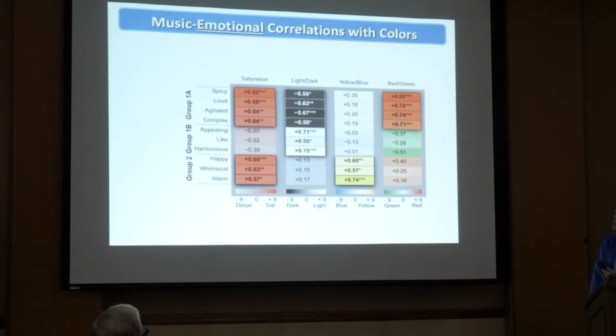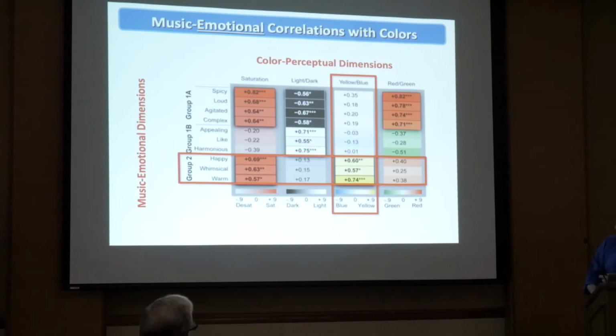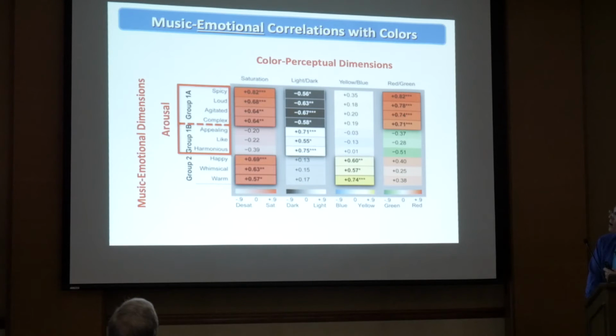So now let's look at the emotional correlations. And those are the descriptors that we used over there. And again, we're getting an awful lot of correlations. Interestingly, we're now finding blue-yellow correlations. It's correlating with happy, whimsical, and warm, which we were not getting when we were looking at the music association, the musical dimensions. So there's some variance that seems to be captured by the emotions that's not captured by the dimensions, at least the ones that we used.